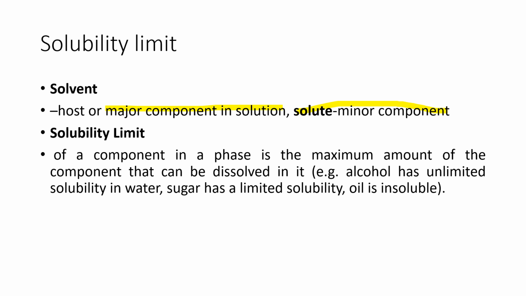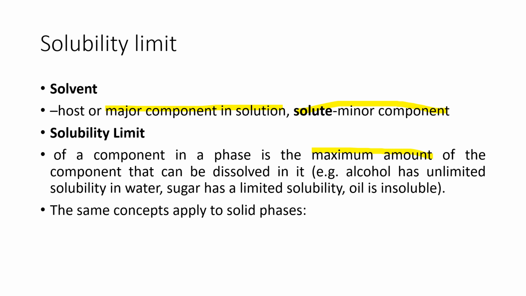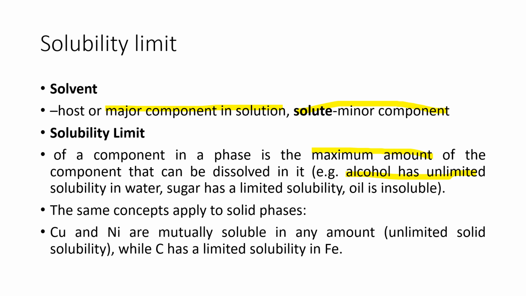Solubility limit of a component in a phase is the maximum amount of the component that can be dissolved in it. For example, alcohol has unlimited solubility in water. Sugar has a limited solubility, while oil is insoluble in water.